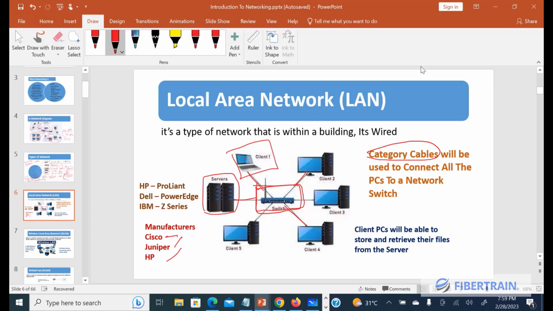When we talk about servers, we have different vendors or manufacturers. Once again, HP makes servers, and HP servers are called ProLiant. Dell also makes servers, and Dell servers are called PowerEdge. And then we have International Business Machines, IBM. They have their Z-series servers as well. So this is a typical LAN setup. The point I want to pull out here is that we need to have a switch. We need to have category cables, and each cable will connect each system to the switch.